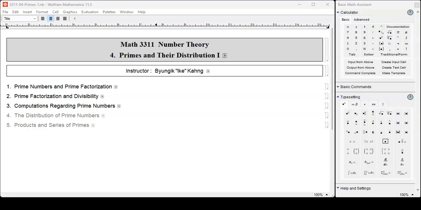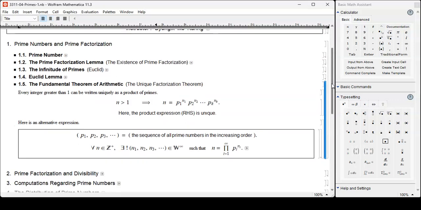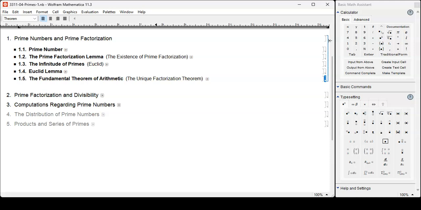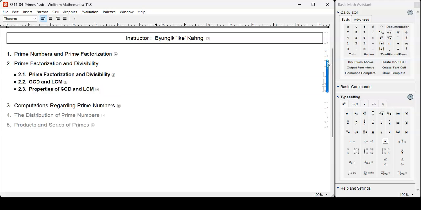Hello students, welcome back. We just completed section 1, which concluded with the fundamental theorem of arithmetic. Here's a finite product expression of the prime factorization, and here is an infinite product expression of the same thing. Please remember both. Now let's go to section 2 and discuss how to utilize prime factorization in the theory of divisibility.